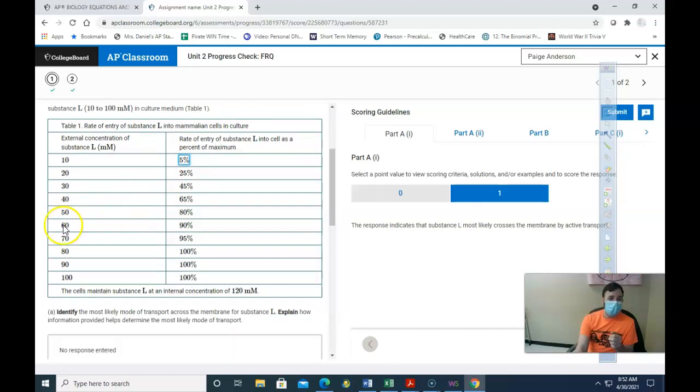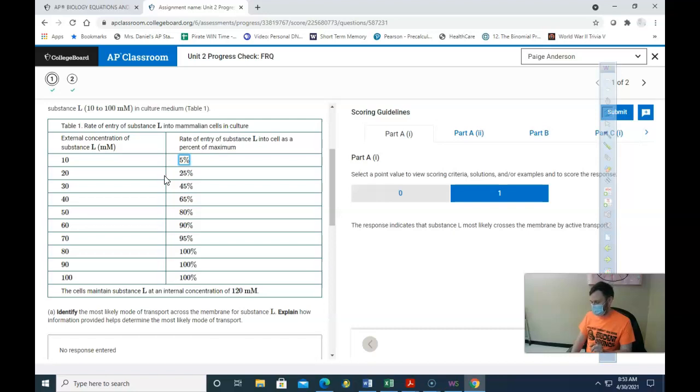Because in all of these, it should lose the substance, but in all of them, it gains it. Because if the concentration is higher in the cell than outside, and it keeps going up, it's active because you're moving against the concentration gradient. So A was worth 2 points. 1 point for saying active. 1 point for saying because it still went in the cell even though the cell had more than what was in the solution. Okay? So that was a 2-pointer.